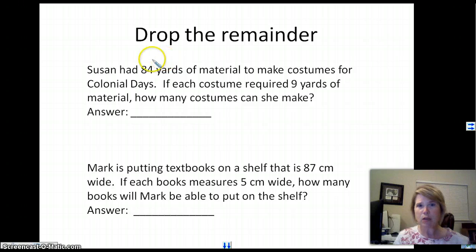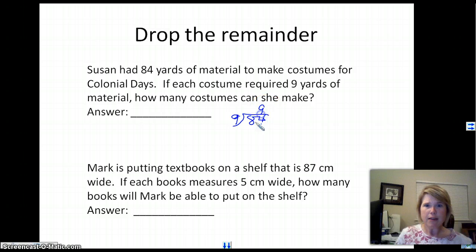Sometimes we won't consider the remainder. Susan had 84 yards of material to make costumes for colonial days. If each costume required 9 yards of material, how many costumes can she make? All right, so when I do that division of 84 divided by 9, I get an answer of 9 with the remainder of 3, right? So 9 remainder 3. Okay, now that's not my answer, is it?